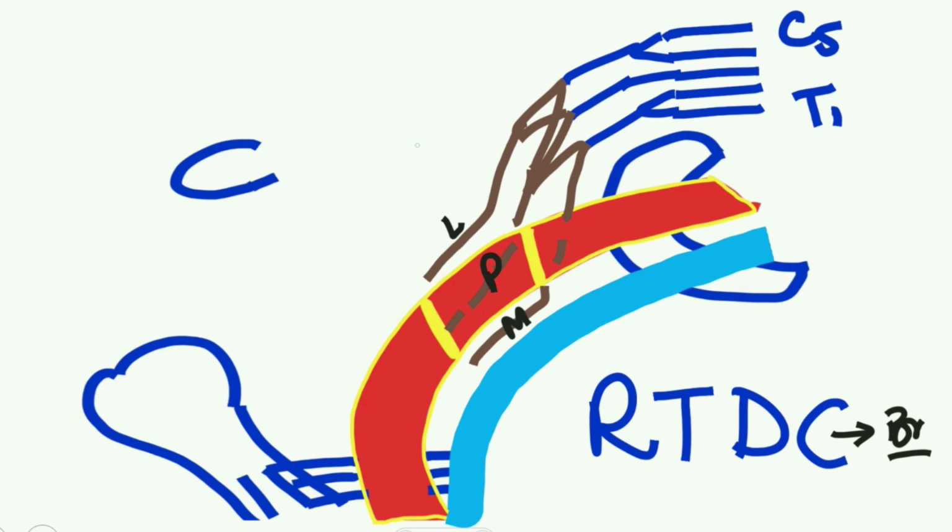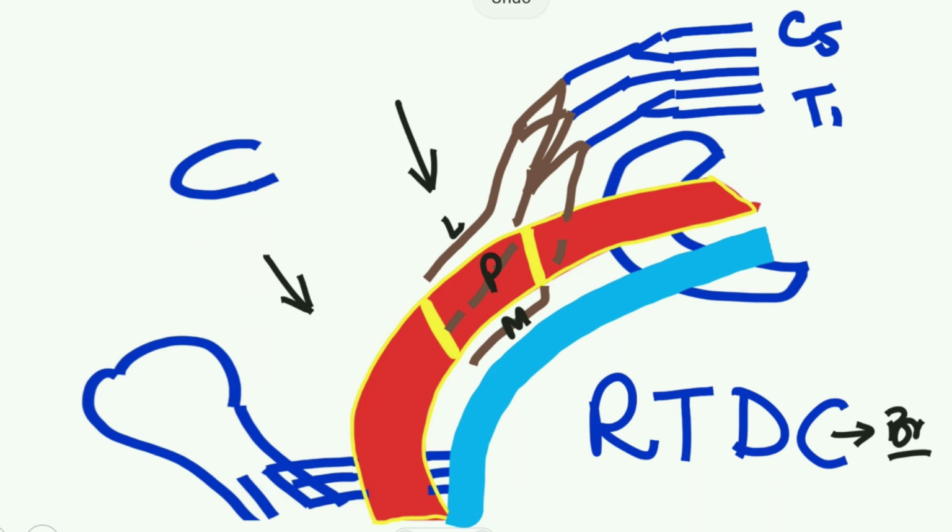Students, I gave you a simple and easy concept how to remember the relations of the second part of the axillary artery, how it is related with the brachial plexus. Now comes the third part of the axillary artery. I again gave you a simple plan how you will remember the structures of the brachial plexus related with the third part of the axillary artery.